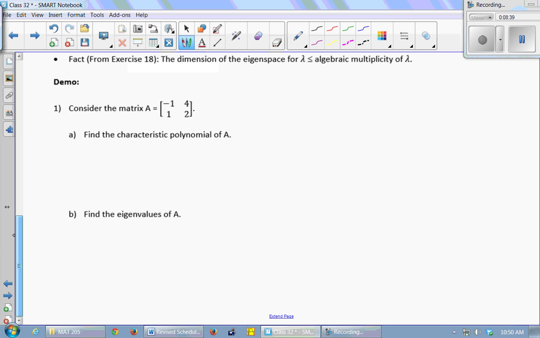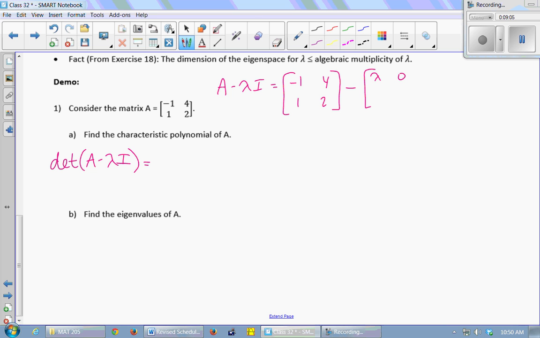Okay, so quick demo. We've got a matrix A: -1, 4, 1, 2. Find the characteristic polynomial. So the characteristic polynomial is the determinant of A minus lambda I. First, let's calculate A minus lambda I. A is -1, 1, 4, 2. Lambda times the identity would be lambda, 0, 0, lambda. So when I do the subtraction, I get -1 minus lambda, 4, 1, and 2 minus lambda. That's A minus lambda I.